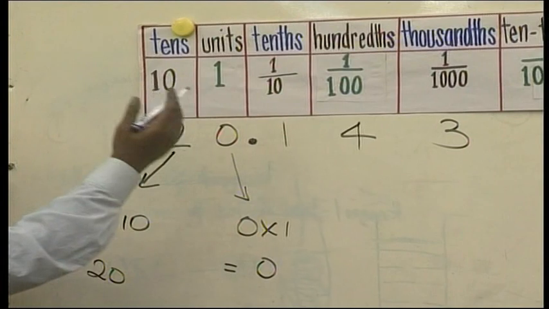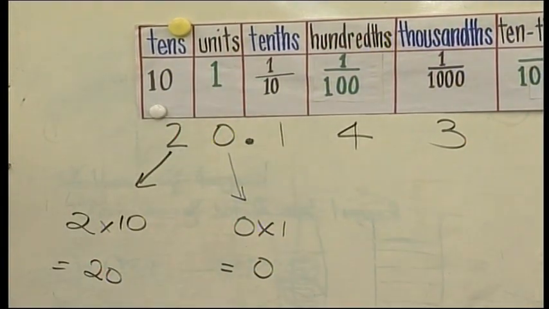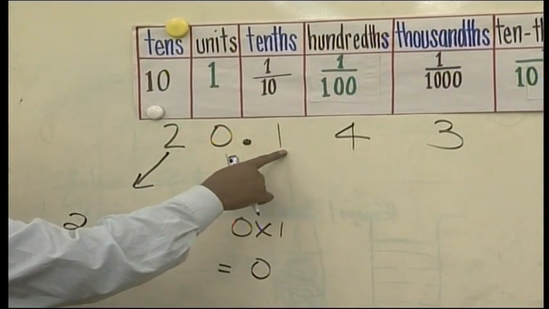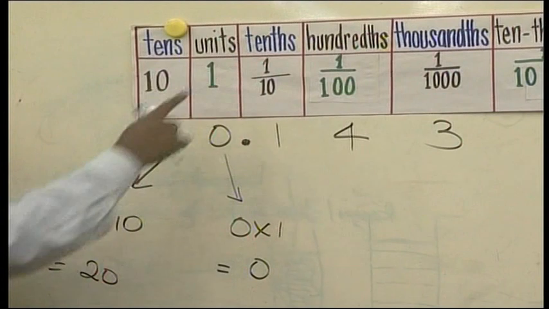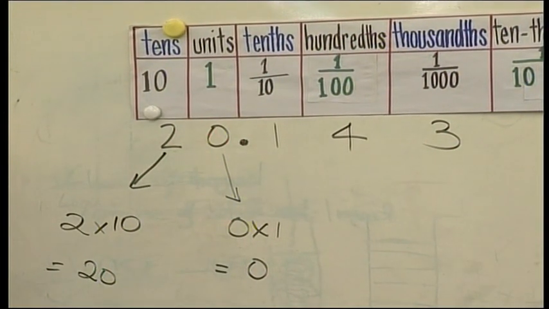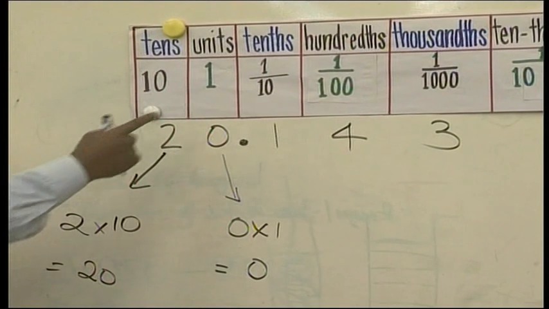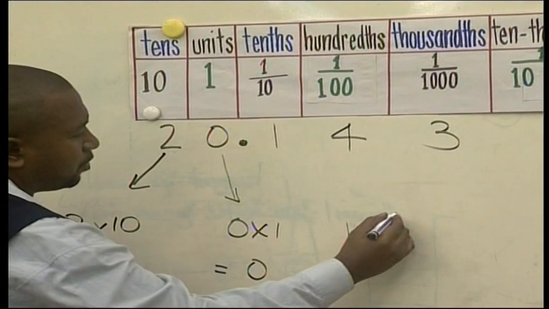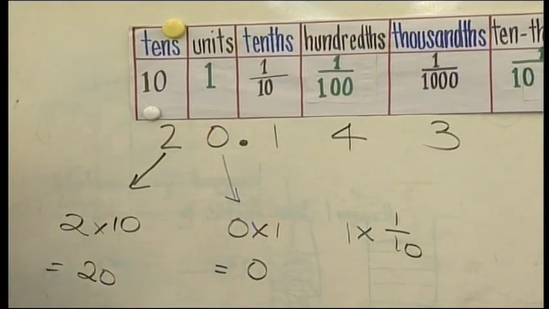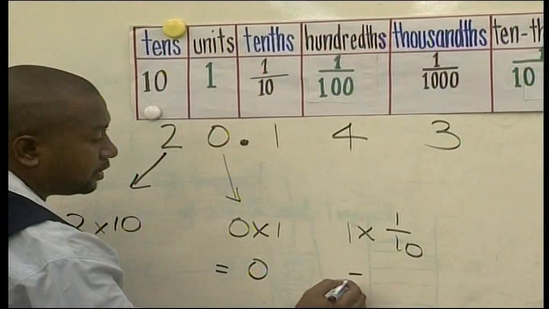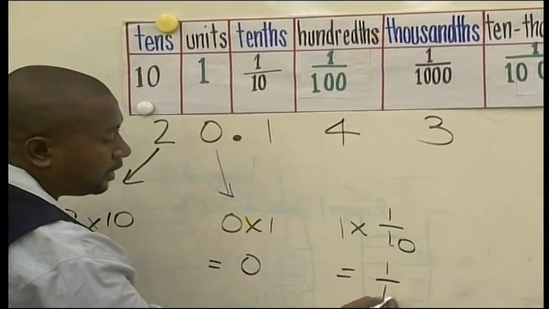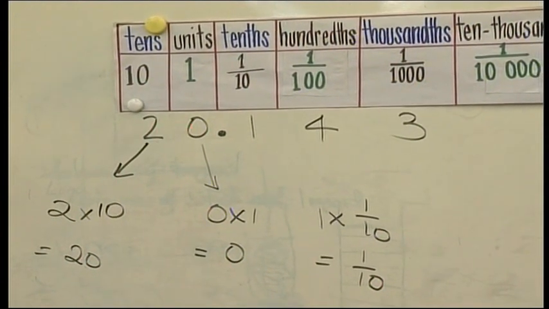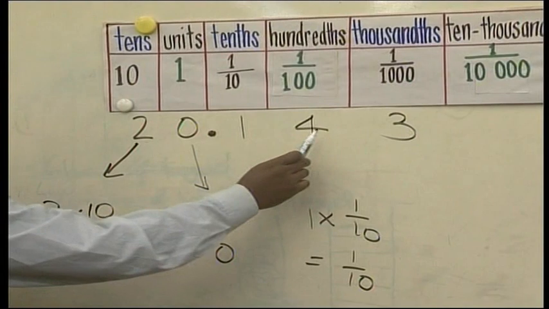Now, the numbers after the decimal point. The first column says tenths, 1 over 10. So this number here, 1, is known as 1/10, meaning that it is after the decimal point. In order to find the value of 1, we multiply 1 times 1 over 10, which equals what? 1/10. Can you see that? Same goes for 4.